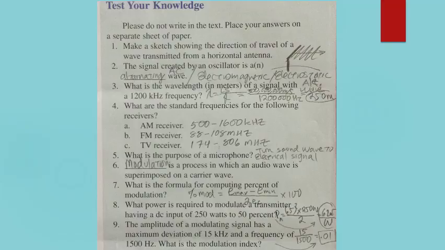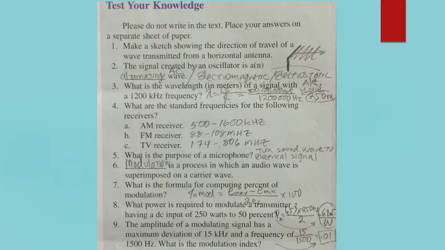Question 3. What is the wavelength in meters of a signal with a 1200 kilohertz frequency? Using the equation where wavelength equals velocity divided by frequency, you ultimately get 250 meters. Question 4, what are the standard frequencies for the following receivers? For AM, 500 to 1600 kilohertz. For FM, 88 to 108 megahertz. And for television receivers, 174 to 806 megahertz.